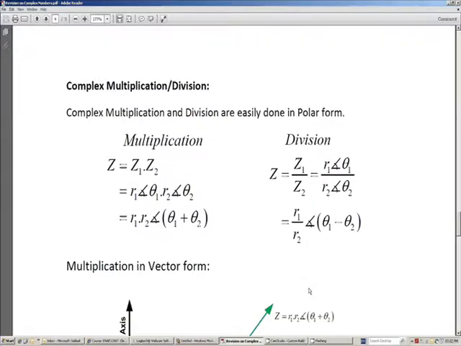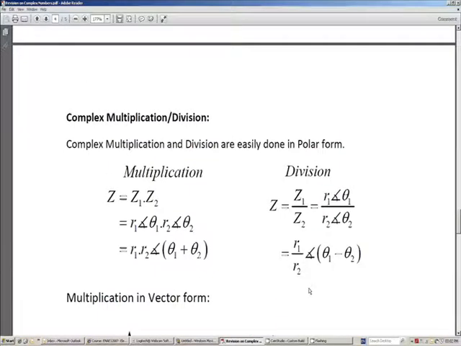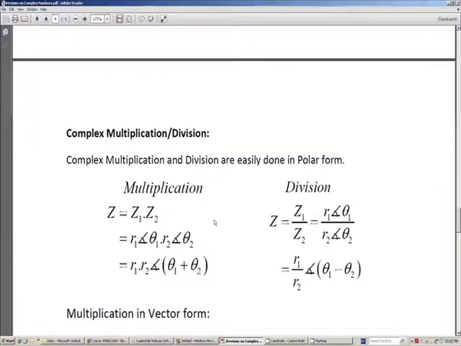How about multiplication and division? That is easily done if the complex numbers are in polar form. If it is in polar form, it is like r1 angle theta 1 multiplied by r2 angle theta 2. So the two magnitudes are multiplied together, the two angles are added together. So we get r1 times r2 angle theta 1 plus theta 2. In division, you get the magnitude ratio and the difference in the angles.